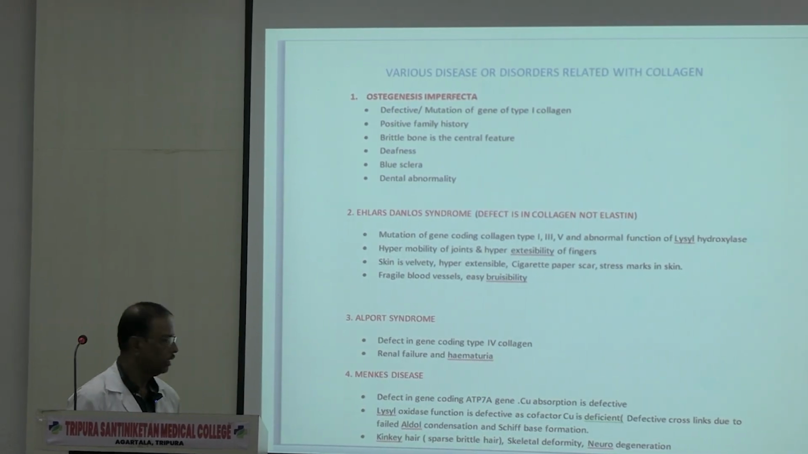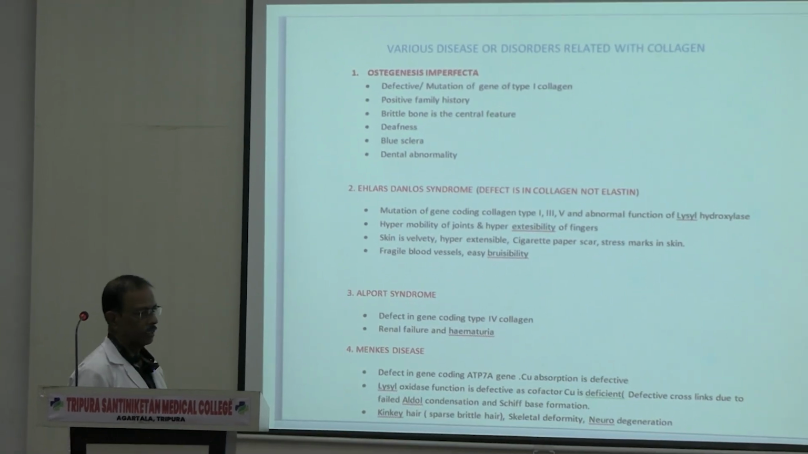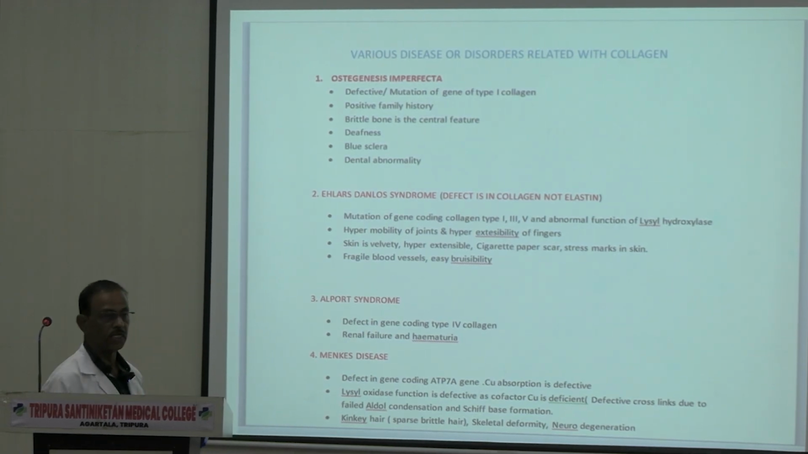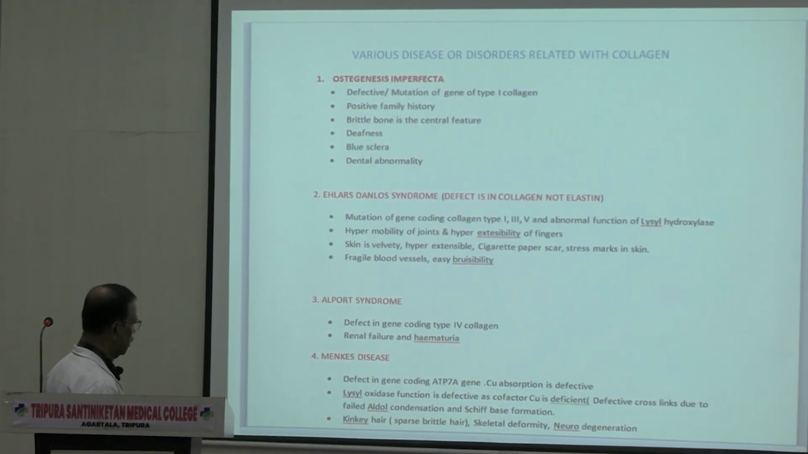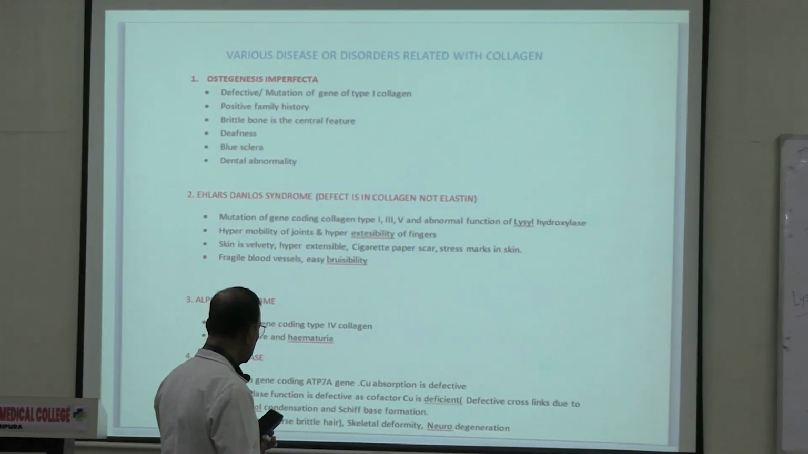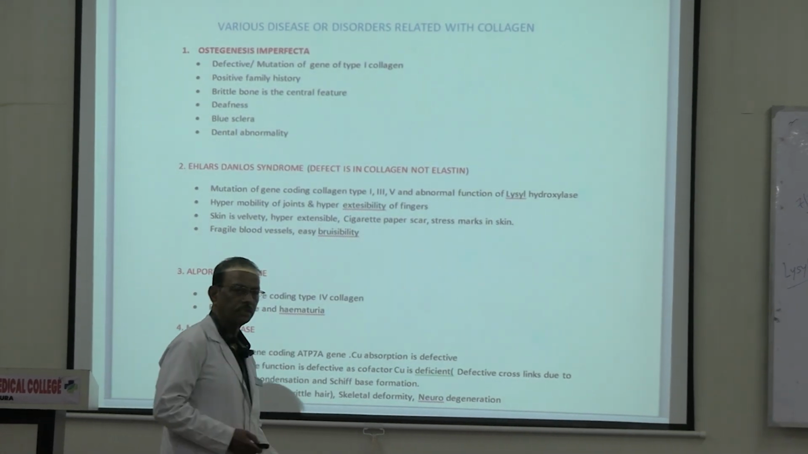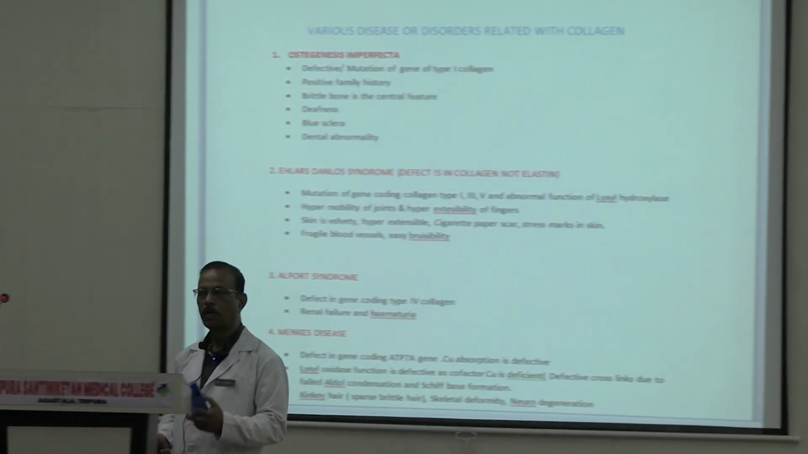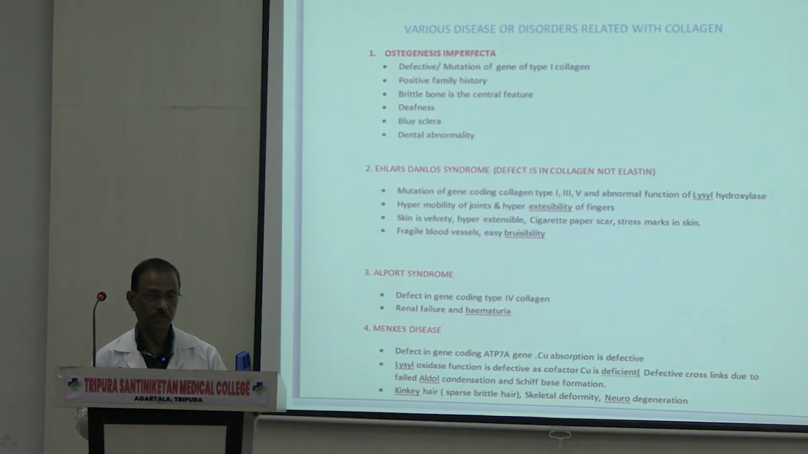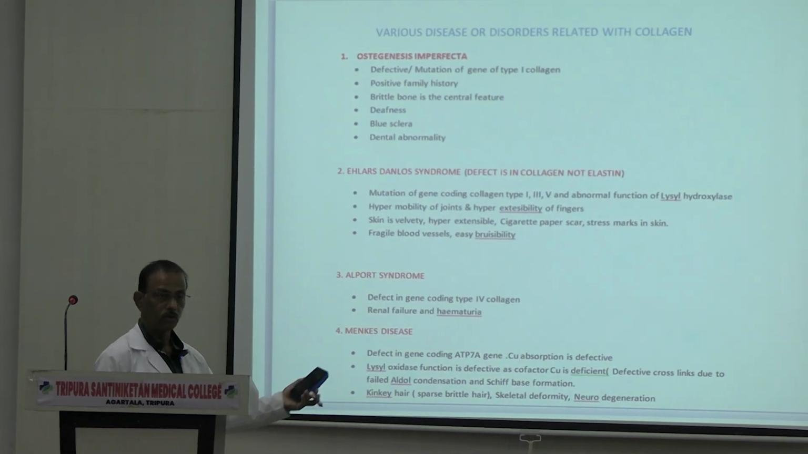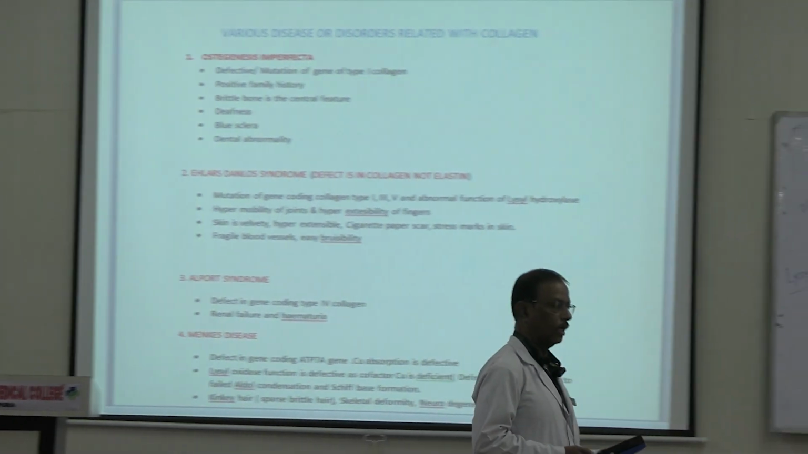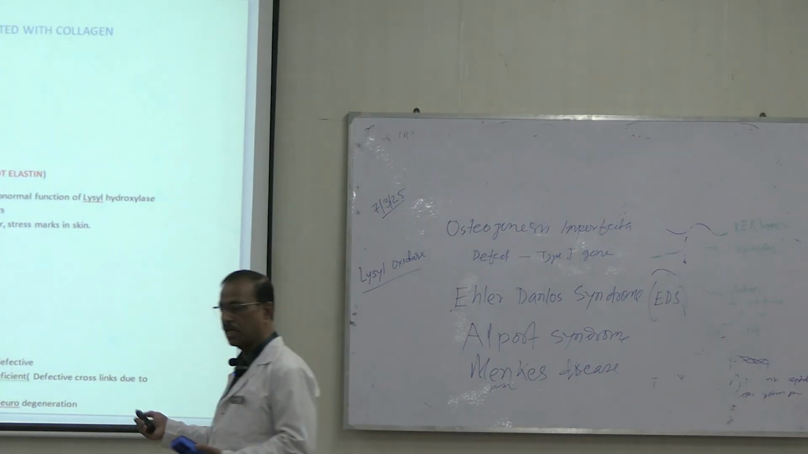They are characterized by kinky hair: thin, sparse, brittle hair. Then skeletal deformity will be there. Then neurodegeneration: like lysyl oxidase, dopamine beta oxidase, in the metabolism of tyrosine, epinephrine formation, also requires copper. So that will also be defective in its action, so there will be mental neurodegeneration.